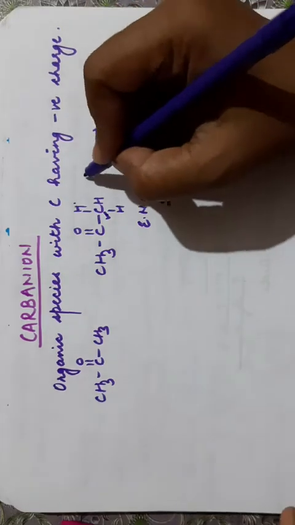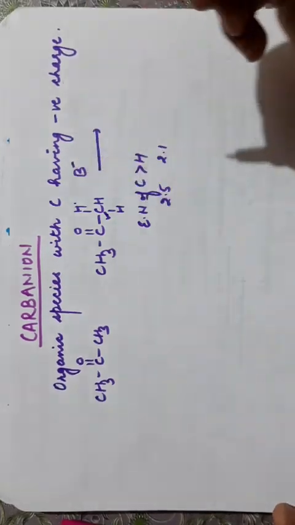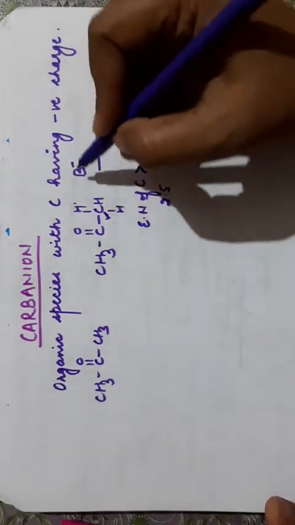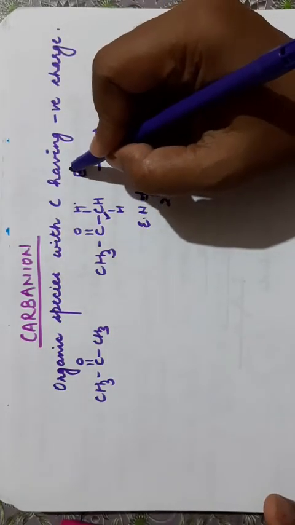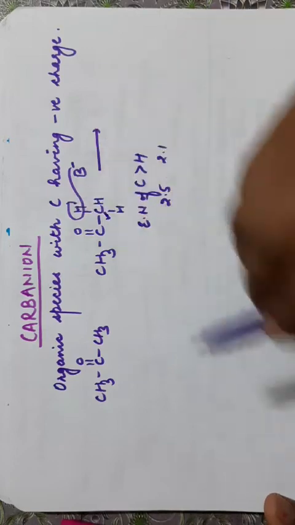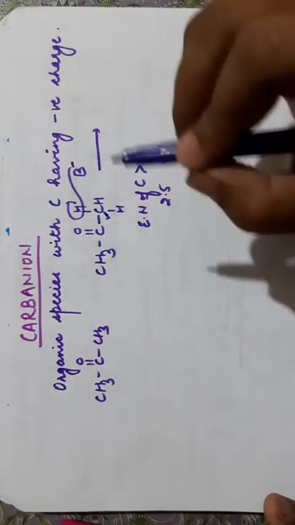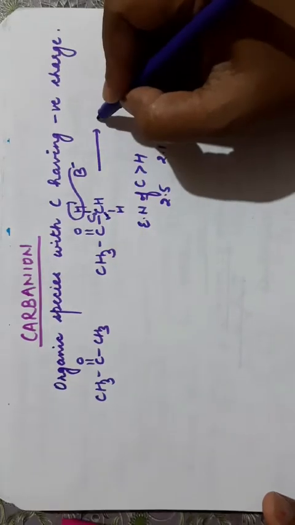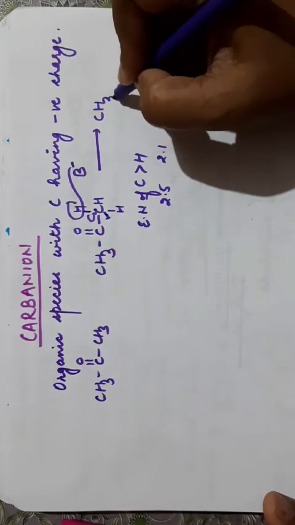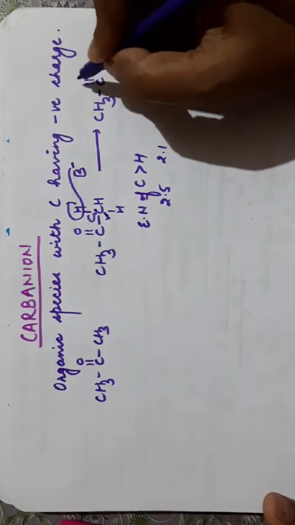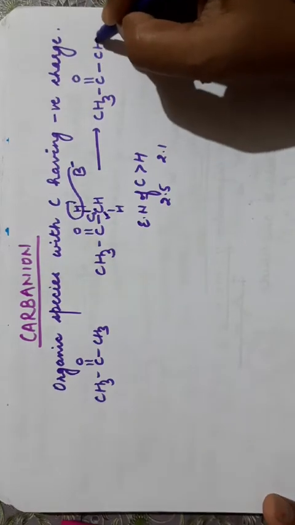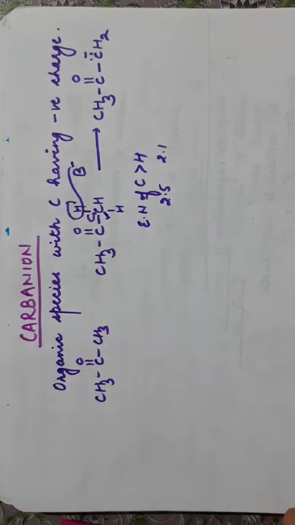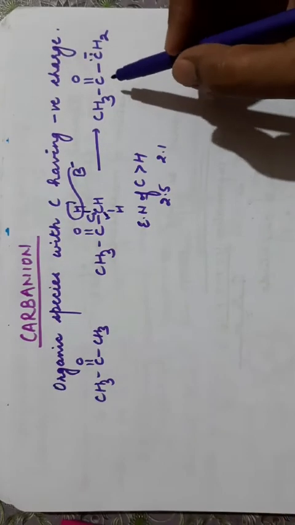So in the presence of a base, if we have a base and we have a stabilizing group, the CO group, then what will happen? This base will remove this proton from here. When it removes this proton, this electron pair will go to carbon and we will get a carbanion. So we will get CH3COCH2 minus. Clear? So in this way the carbanions are formed.